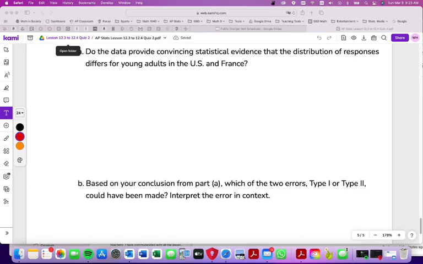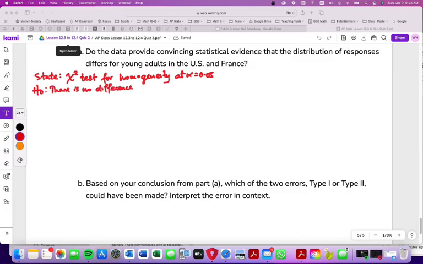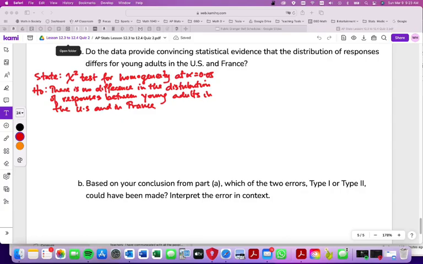Okay, so let's proceed with the four-step process. The first step is to state, right? We need to put the name of the procedure, which is chi-square test for homogeneity. But we also need to include the significance level, so alpha equals 0.05. Then we need to put the hypotheses. So the null hypothesis, H naught, is there is no difference. Usually, we always put no difference for the null hypothesis, right?